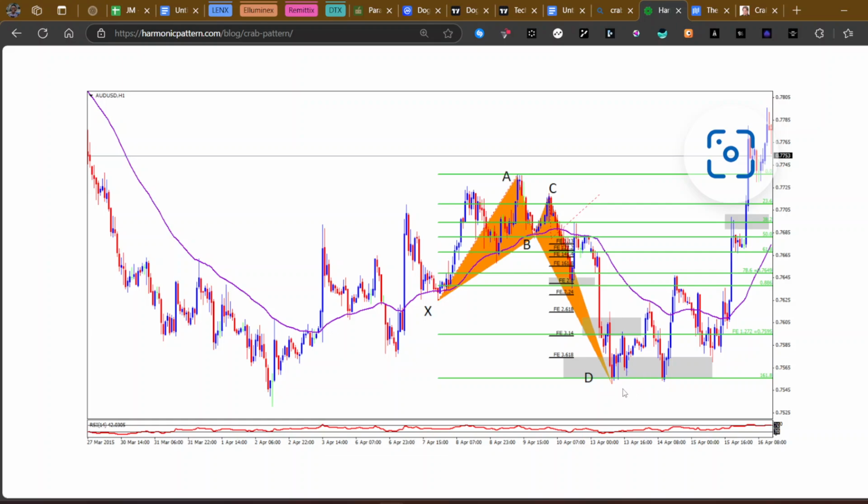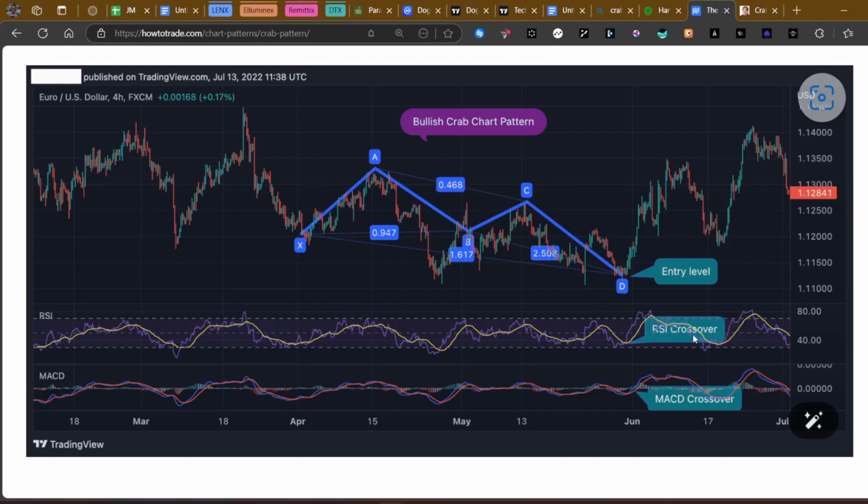Okay. Additionally, you can use other tools and indicators like oscillators. You can make use of your RSI, your relative strength index, your MACD indicators or momentum oscillators that can help confirm the signals given to you by the crab pattern. Now, additionally, these tools can help you to further validate that the reversal is likely to occur at point D. So like any strategy, risk management is critical when trading the crab pattern.